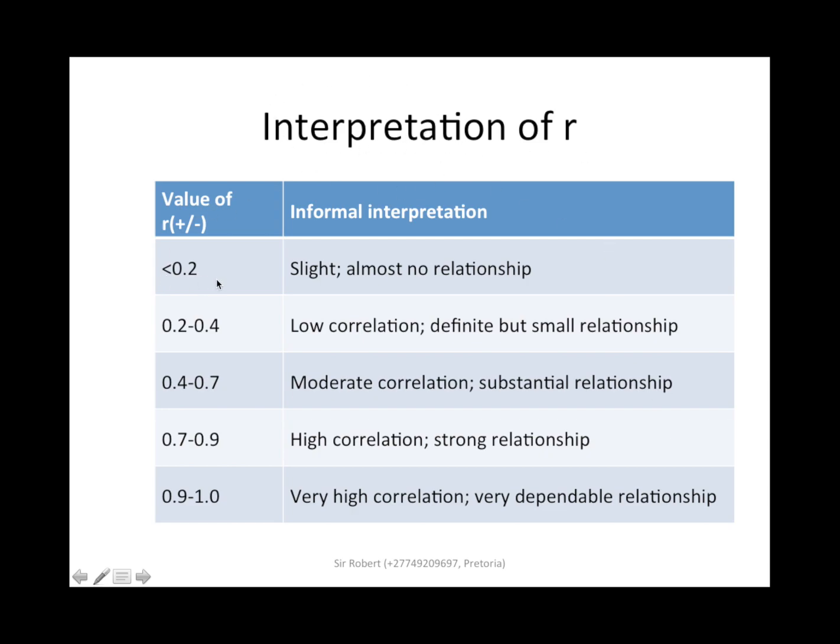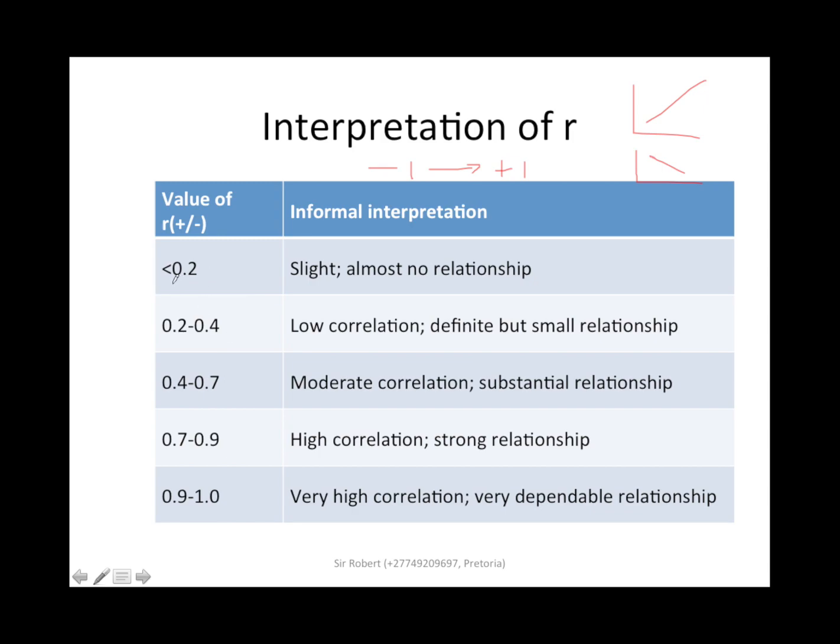Interpretation of R. So R, remember, ranges from -1 to +1. So positive correlation is like this. A negative correlation is like this. Positive correlation means as X increases, Y also increases. Negative correlation means as X increases, Y decreases. But basically, this is how we interpret.